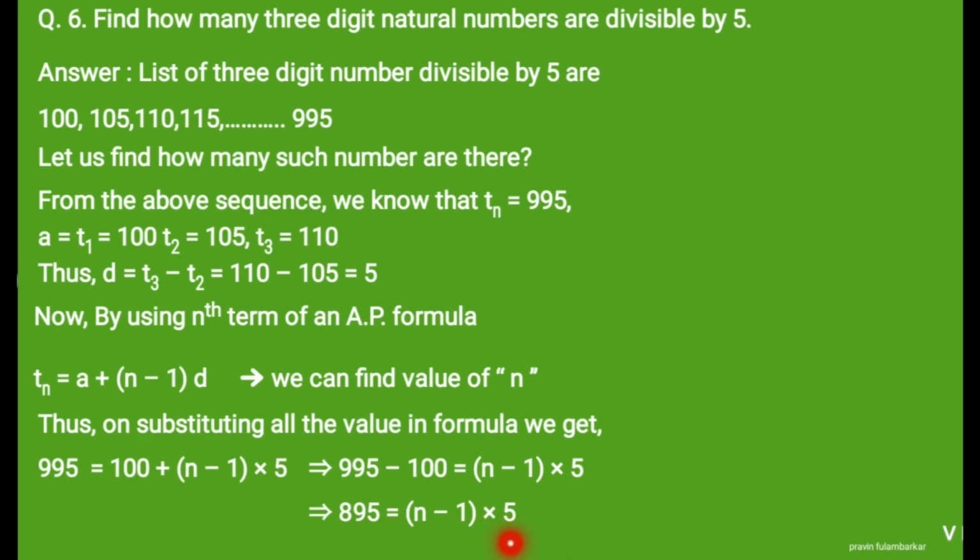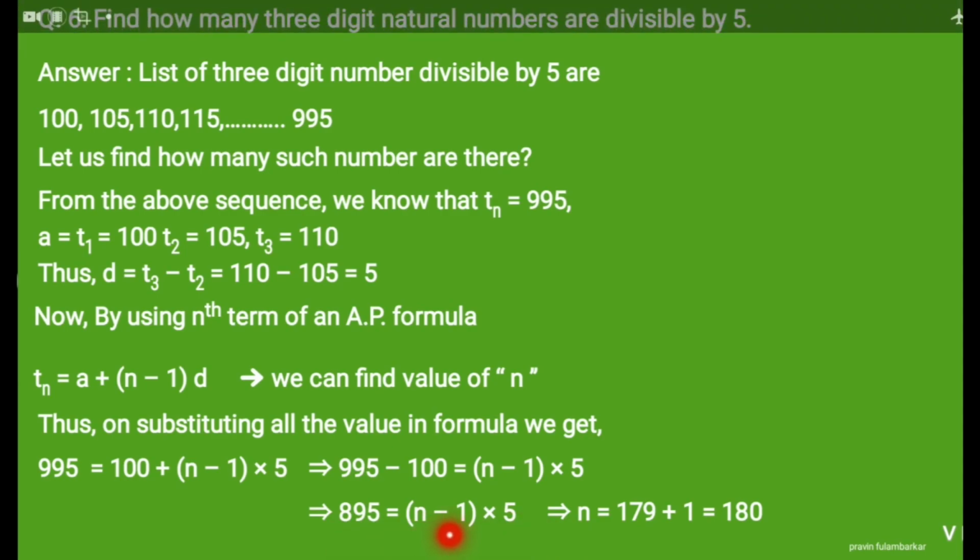Now we divide 895 by 5, so we get n equals 179 plus 1 equals 180. First you divide 895 by 5, you will get 179. When you transfer this minus 1 to the left hand side, you get 179 plus 1, so n is equal to 180. That means there are 180 numbers in total.